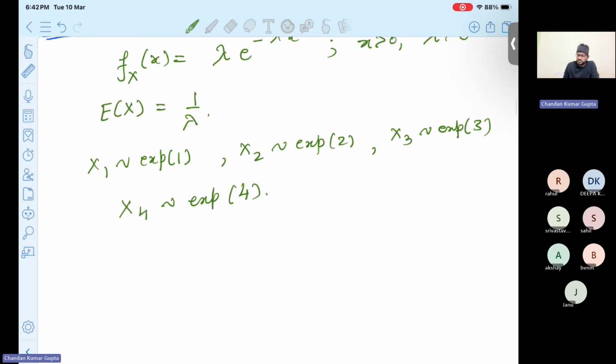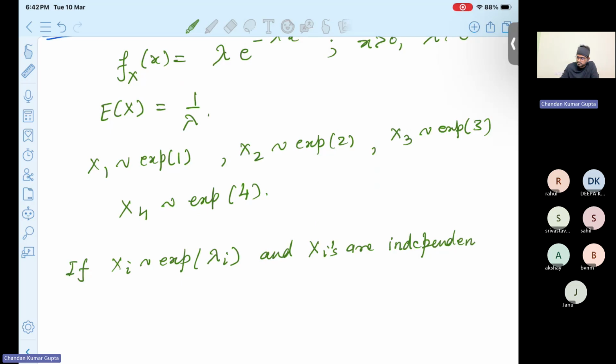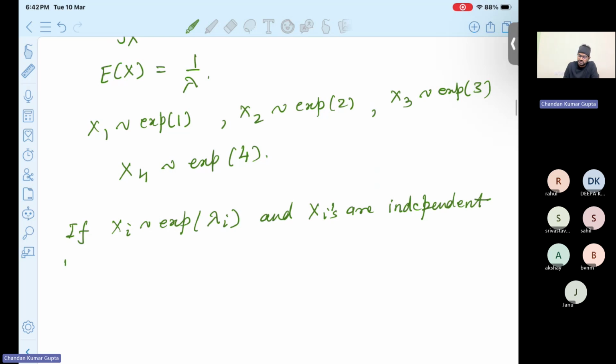So there is one more property actually. If xi follows exponential of lambda i, and the xi's are independent, then the minimum of xi follows exponential again, with parameter summation of lambda i.